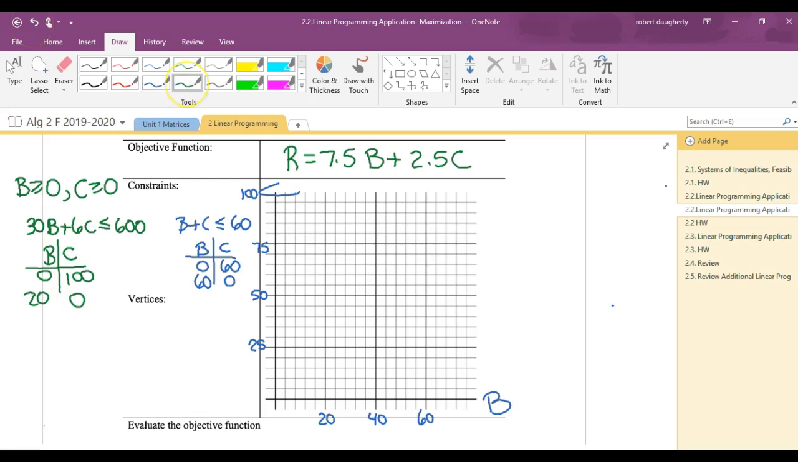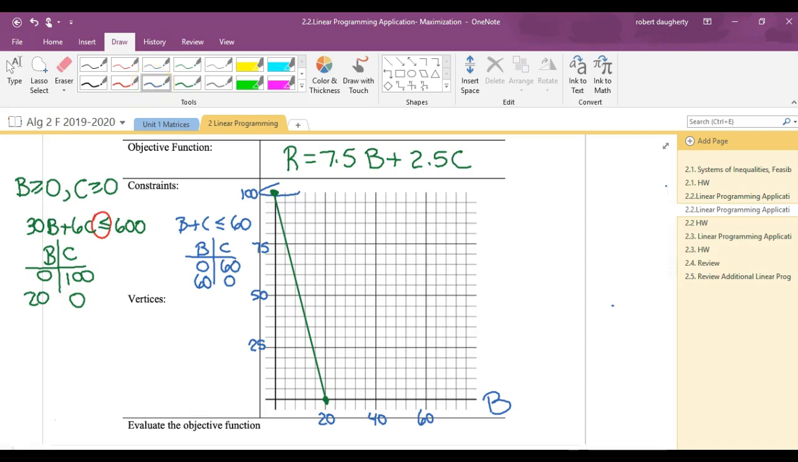So let's graph. 0, 100 is this point, and 20, 0 is right here. I need to draw the line associated with these two points. Okay, and this condition right here is telling me to shade below that line. Now let's look at the blue one.